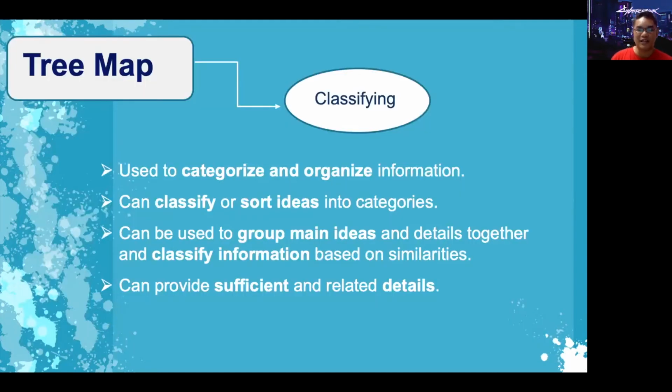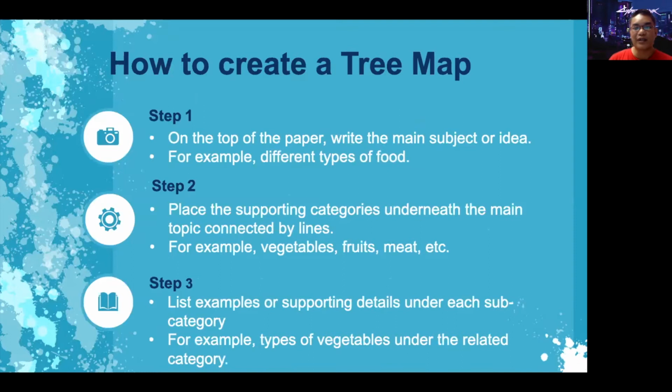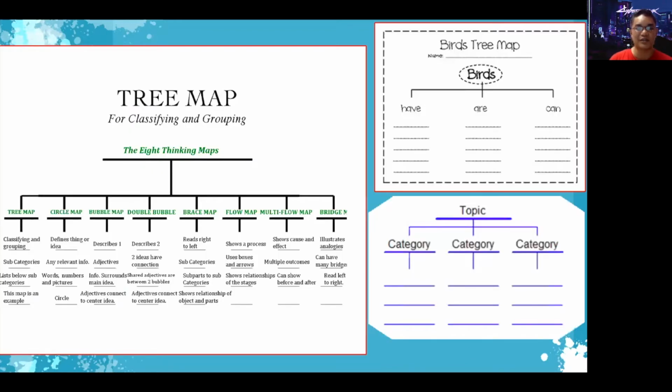Tree map, classifying, used to categorize and organize information, can classify or sort ideas into categories. Kita boleh letaklah maklumat dalam idea utama, main ideas. How to create a tree map. On the top of the paper, write the main subject or idea, and then place supporting categories underneath and list examples. Ini contoh. Tree map for classifying and grouping. The 8 thinking maps.